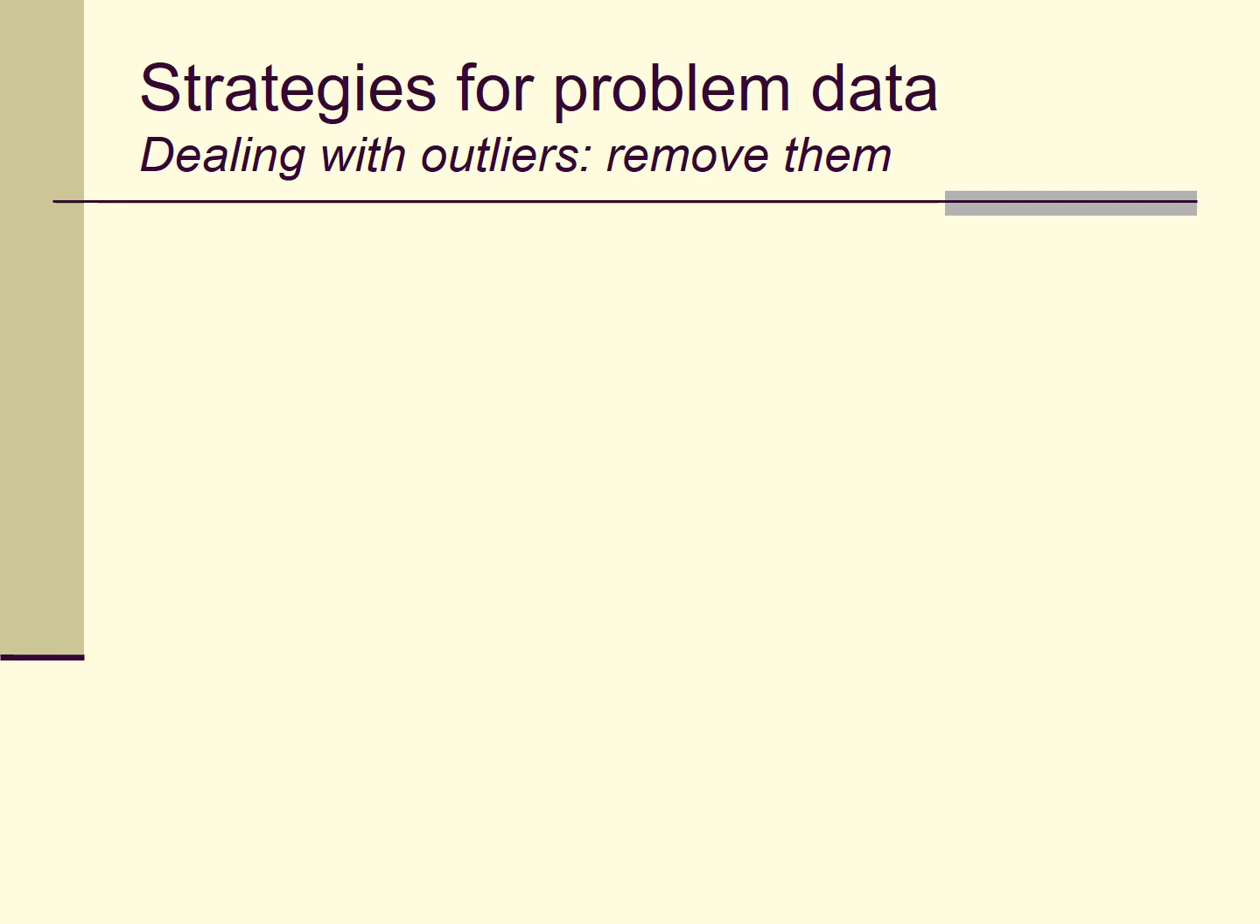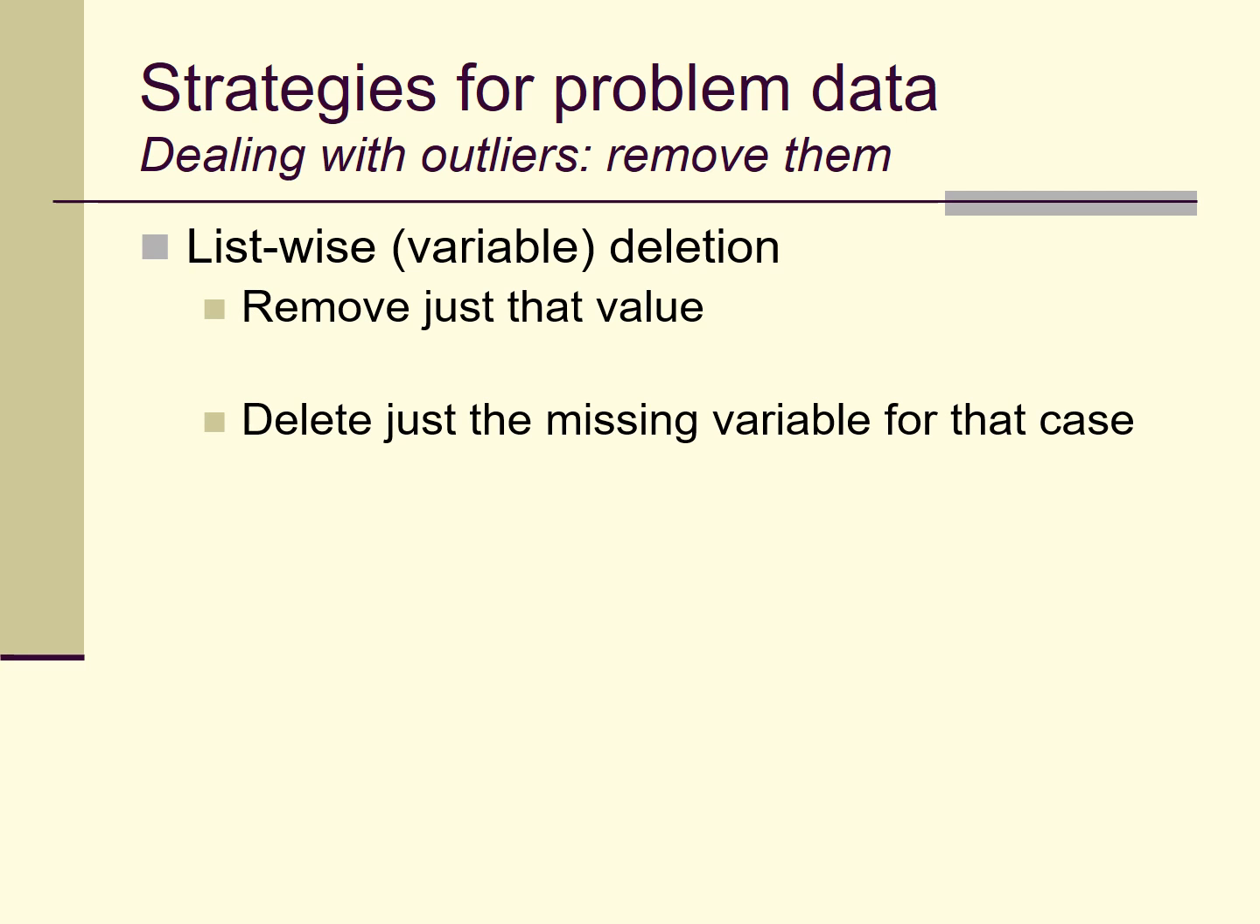Focusing on that first one, removing outlying cases, there are two options that we typically have. One is listwise, or what's sometimes called variable deletion, where we remove just the missing variable for a given case. So if we have 10 people in our data set, which is a small sample size, which already is a problem, but let's say person number 9 is missing a value for one of the variables that we measure. Listwise deletion would be just to delete that person when we analyze that variable.